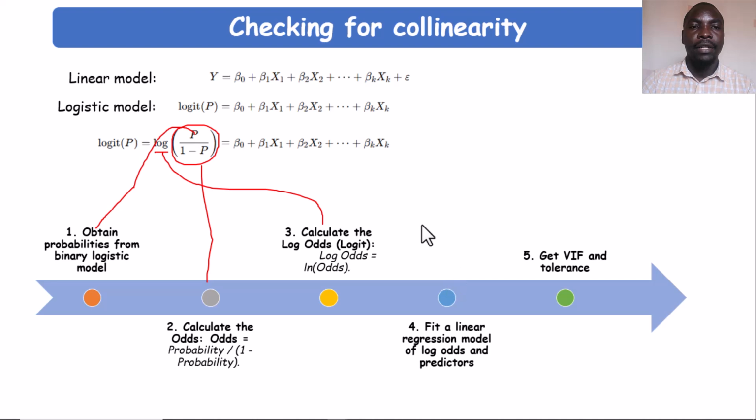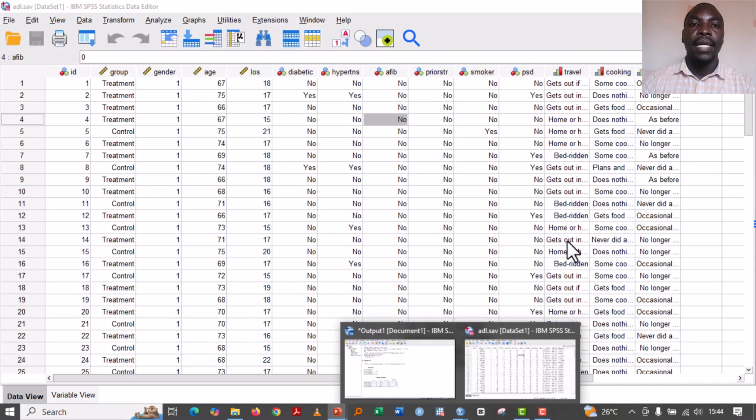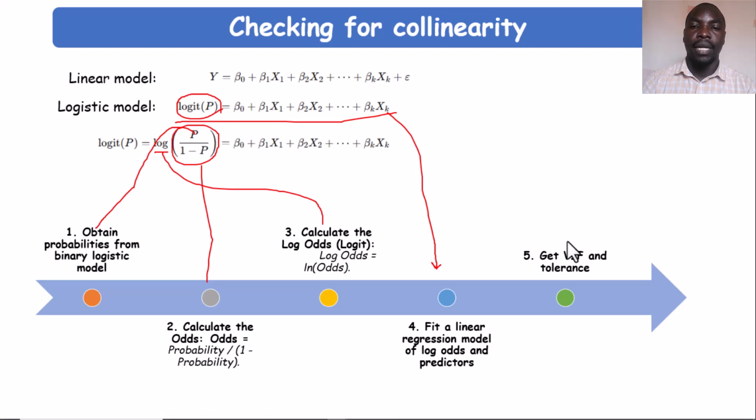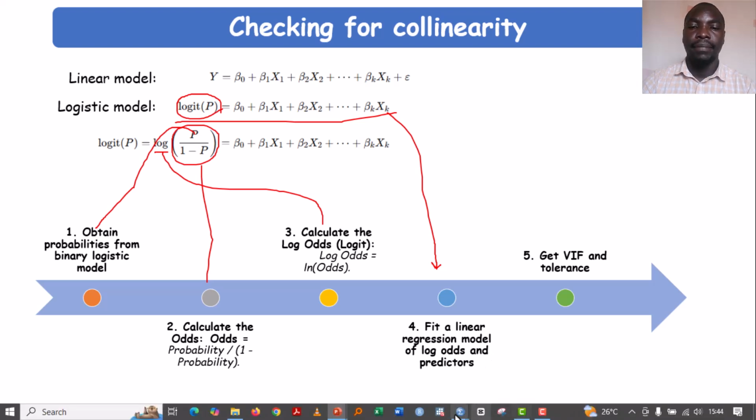And then in that way, we shall have this whole expression of logit P, and we use it to fit this linear relationship model. From this one here we shall get the VIFs and the tolerance. So this is simple to do. Let's see how practically it is done.